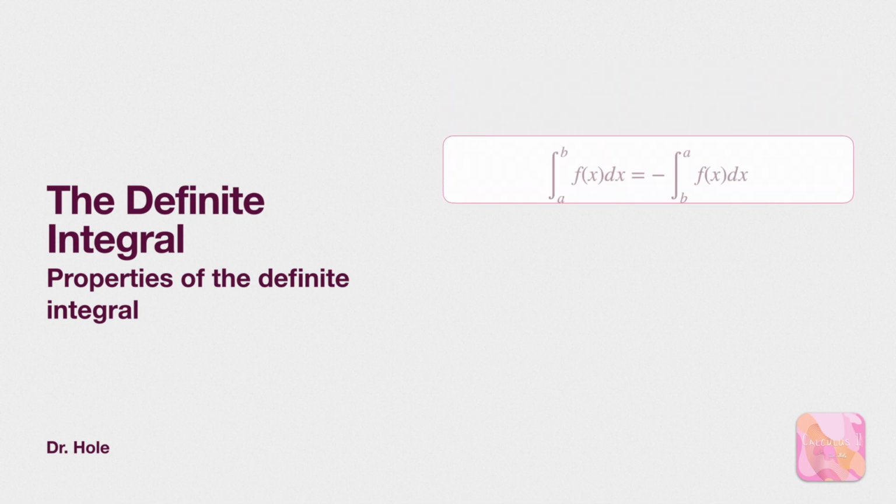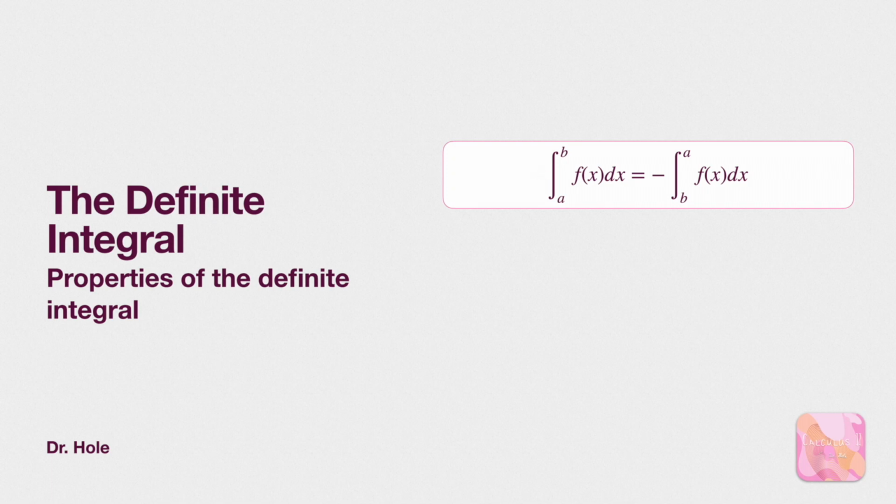Second property is a definite integral from a to b, integrand f dx, is the same thing as the definite integral from b to a of that integrand if we place a minus in front. So let's understand why one has a minus in front and the other does not.